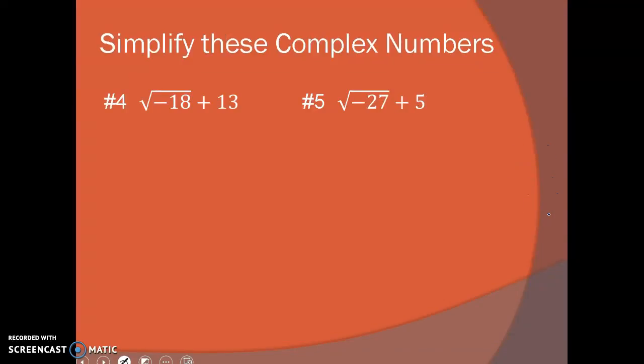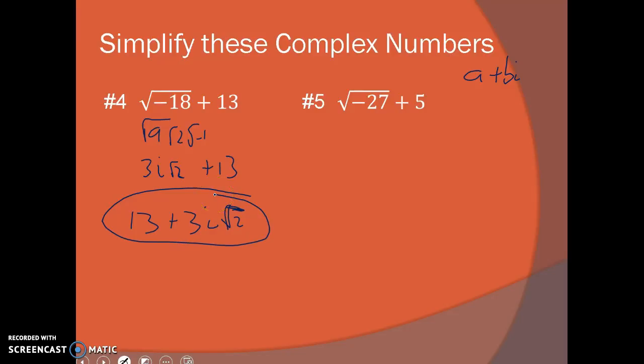Let's go ahead and see if we can simplify these complex numbers so that they're in the form a plus bi. I'm going to start by simplifying the square root of -18. That's the same thing as the square root of 9 times 2 times -1. If I simplify that, it is going to be 3, because the square root of 9 is 3, the square root of -1 is i, and the square root of 2 I don't know. Plus 13. And so if I write it in a plus bi form, it's going to be 13 plus 3i radical 2.